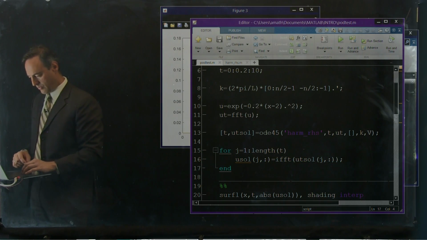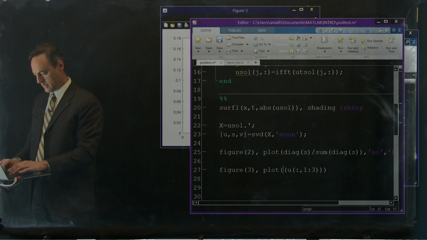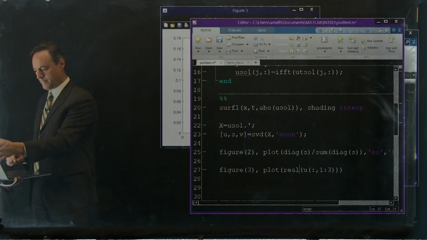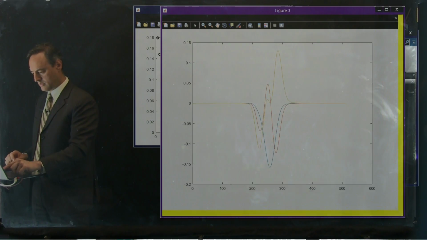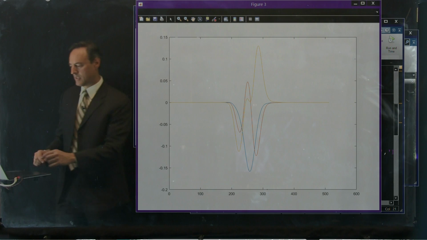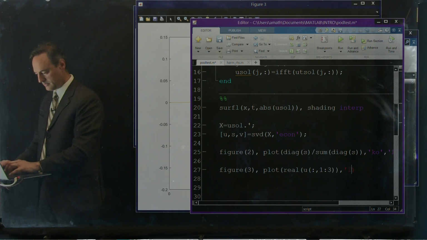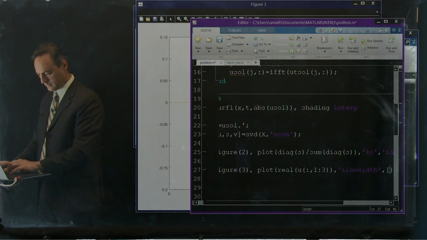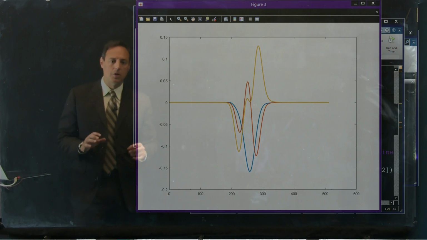Actually, let me just plot the real part of these modes. I think it might be a little bit nicer to look at. Run the section. There they are. That's a little nicer. There are the modes. And maybe make the line width 2 because you can barely see that. Okay, there they are. So notice this.